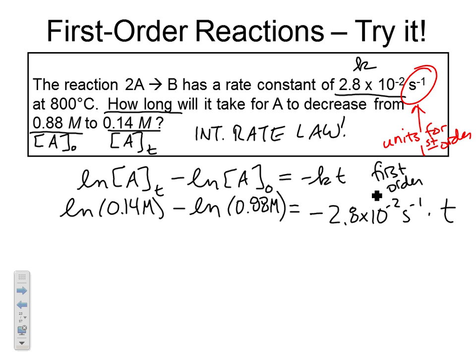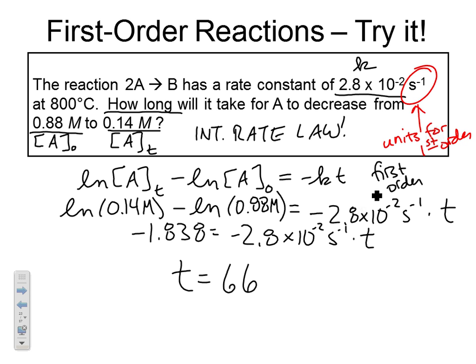So going through, I sort of combine some steps. I get negative 1.838 is equal to minus 2.8 times 10 to the negative second, seconds to the negative first, times t. And I get a t value, and I get 66. And then thinking about what unit it's going to be, I know that the time unit here is going to be seconds because of the unit on k, because k is in seconds. If k had been minutes to the negative first, or hours to the negative first, or even days to the negative first, then I know that that would have been the unit for t. So I'm looking at the unit on k to get me the unit for t. And that's it. That's all we're doing in this problem.